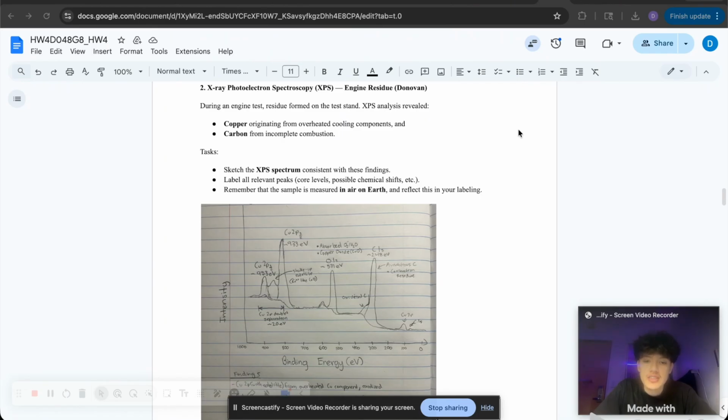Finally, we combine these individual elemental signals into one spectrum by plotting intensity versus binding energy and placing each peak at its characteristic binding energy. This produces a combined spectrum that clearly shows copper, carbon, and oxygen, which is consistent with residue formed from engine components and incomplete combustion products.